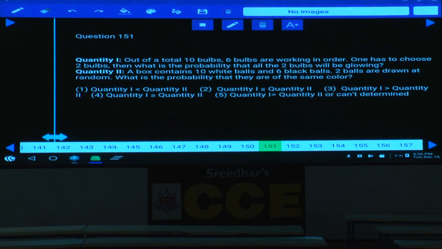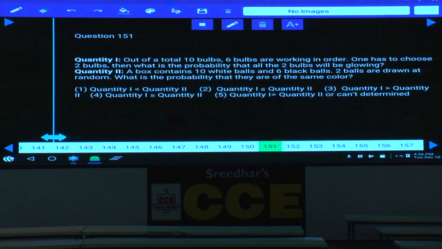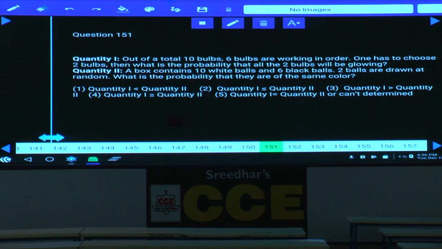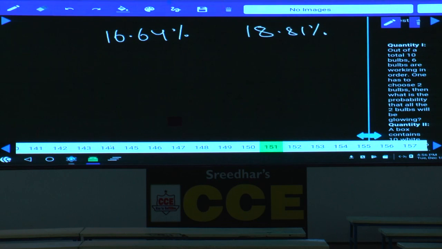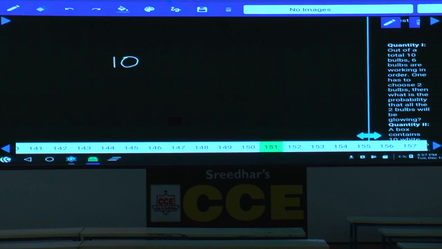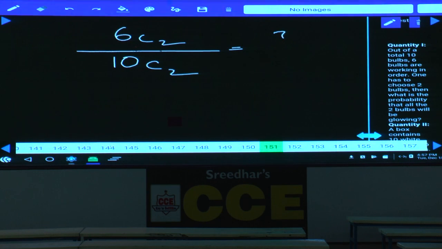Come on, Q1, Q2s. Out of a total of 10 bulbs, 6 bulbs are in working order. One has to choose 2 bulbs, then what is the probability that both the 2 bulbs will be glowing? See, you need to calculate the probability. Now, how many bulbs are there in total? 10. Out of 10, 6 are working and 4 are not working. So, you need to pick 2 bulbs out of 10 and both should be working. Working bulbs are only 6. So, you need to pick 2 bulbs from only 6. 6C2 by 10C2. 6 into 5, 30 by 10 into 9, 90. That is 1 by 3.